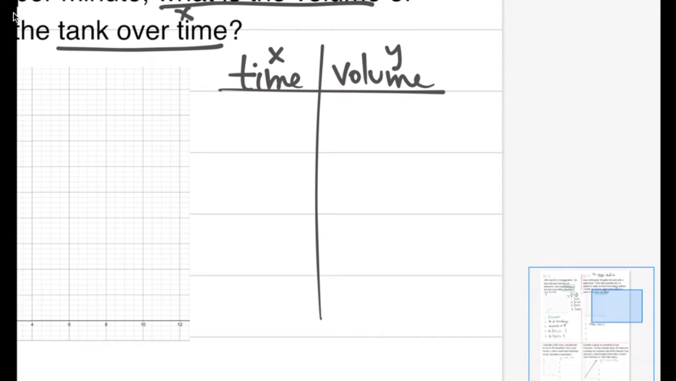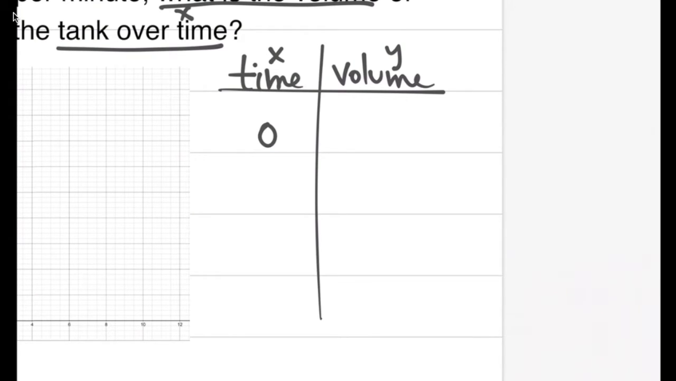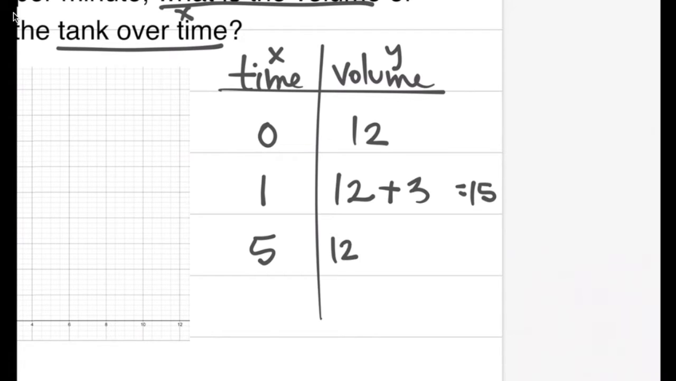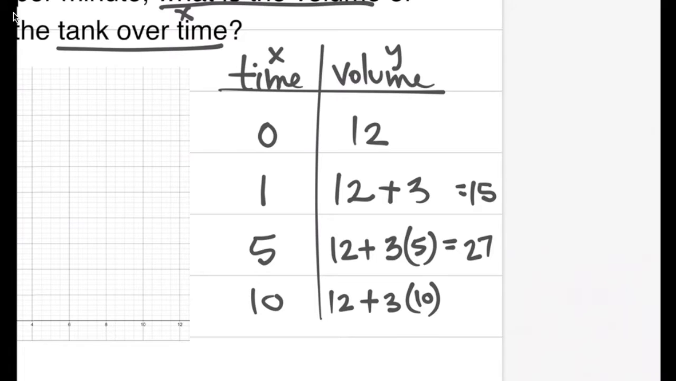So at 0 minutes, the volume in the tank is 12 gallons. And then after 1 minute, notice it's adding 3 more gallons per minute, so it'd be 12 plus 3, so that's 15. And then let's say 5 minutes. Well, hopefully in your head you're thinking, then there's going to be 15 more gallons in there. How did you get that? 12 plus 3 gallons times 5 minutes. And then 12 plus 15 is 27. And let's say 10 minutes. After 10 minutes, it's going to be 12 plus 3 times 10. So 12 plus 30 is 42.